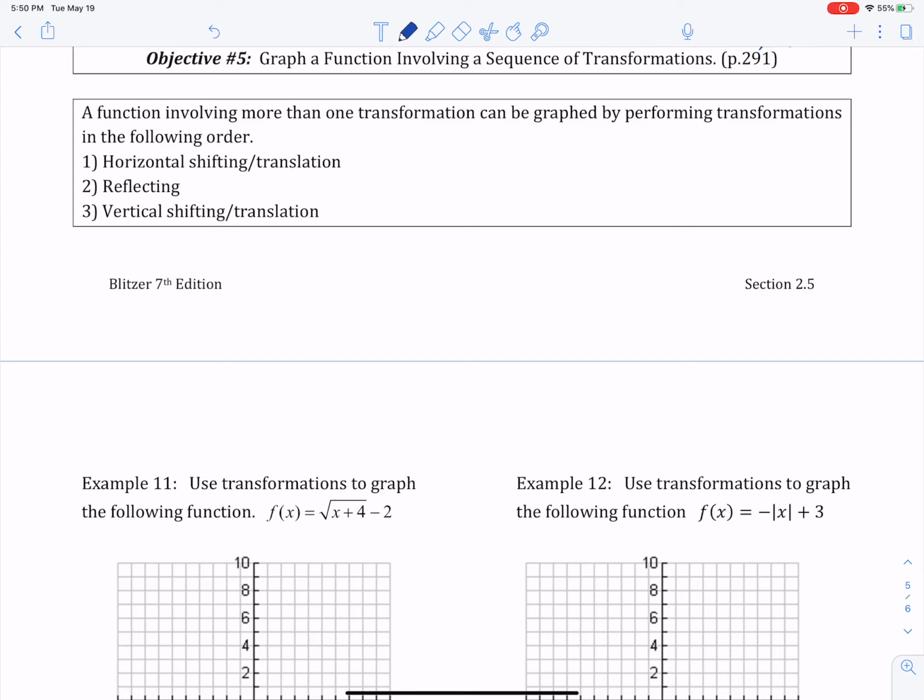Finally, we are going to combine all of this knowledge in graphing functions where more than one transformation is required. We're going to do the transformations in the following order. First, the horizontal shift, then the reflection, and finally the vertical shift.